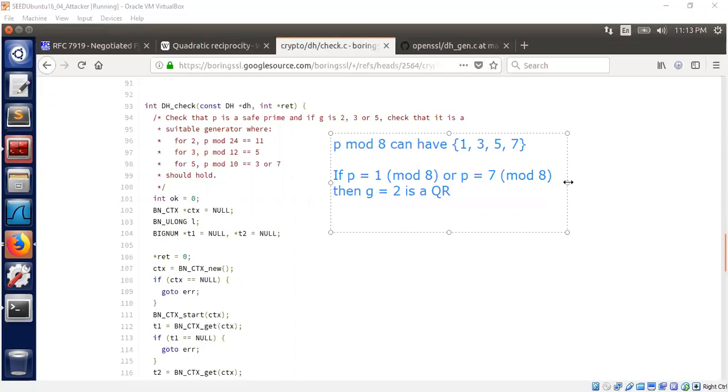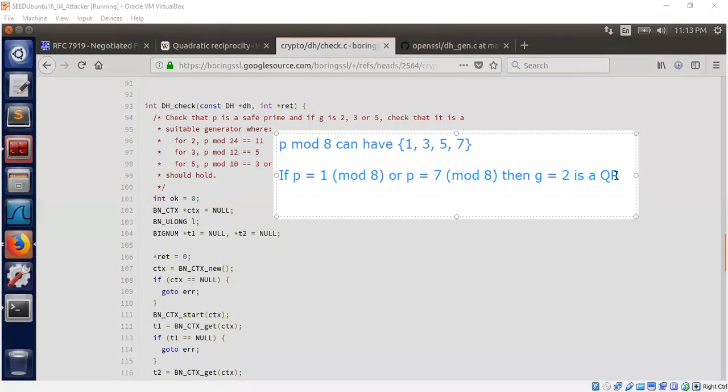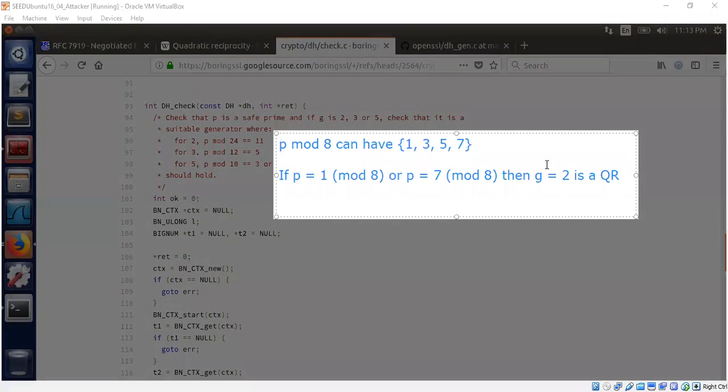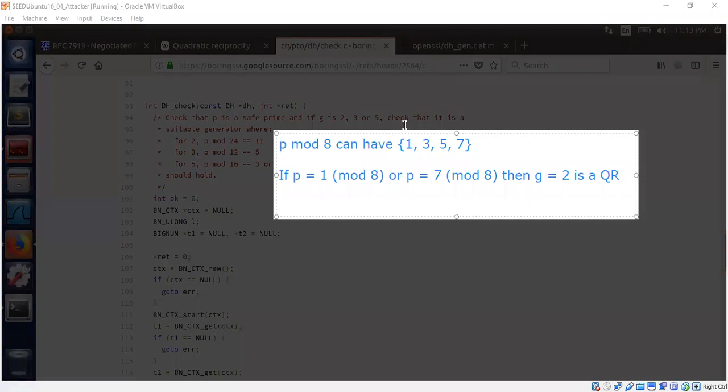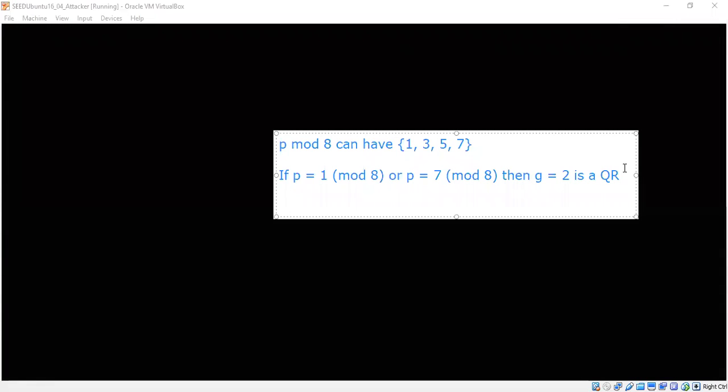What is interesting though is, let's consider the other case. Can we have P mod 8 to be 5? Not Q. Can we have P mod 8 to be 5? It turned out that we can't. How do we check that? So let's check it here like this.